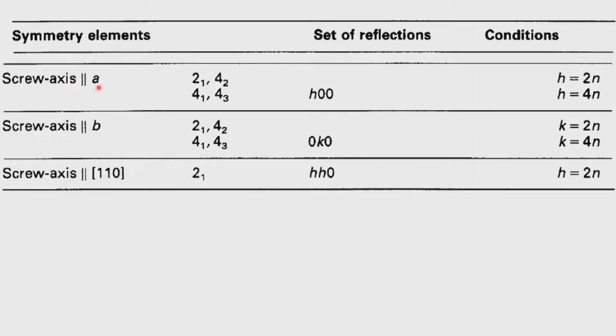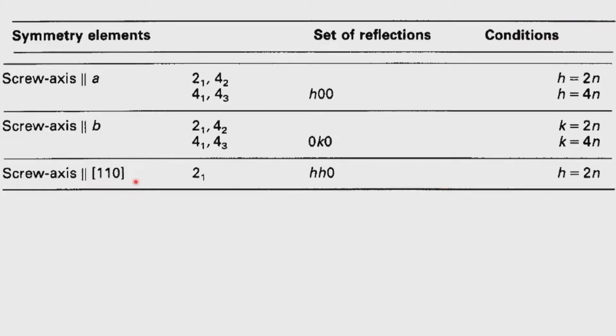So screw axis is parallel to A, screw axis is parallel to B and screw axis is parallel to 1, 1, 0. Whenever the screw axis is parallel to that direction, that particular direction only is affected. That means H, 0, 0, H equals 2n and H equals 4n are present in these 4 crystal systems. In these 4 crystal systems, if the screw axis is B, we will see 0, K, 0, K equals 2n or K equals 4n systematically present. So these are the present conditions. This is what we mean by conditions. In fact, that is what is written in the international tables as well.